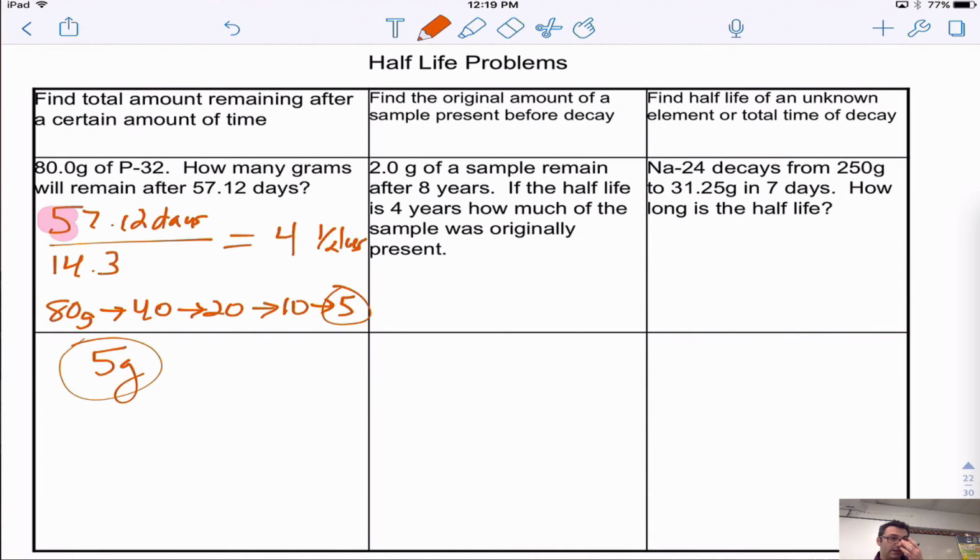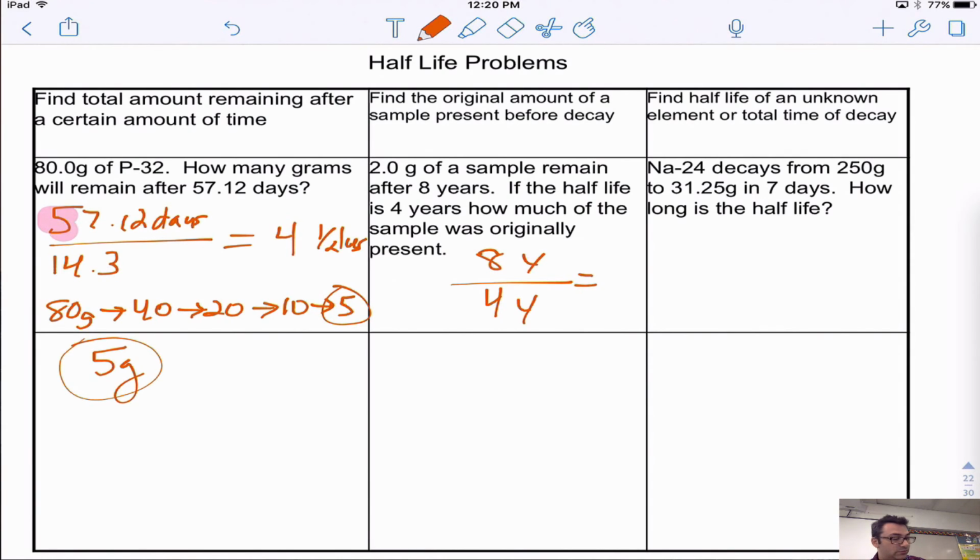Let's say I were to try another problem where we have 2 grams of a sample remaining after 8 years. The half-life is 4 years. How much was originally present? So let's see how many half-lives we've gone through. We have the total time, 8 years, over the half-life time. The half-life time was 4 years.